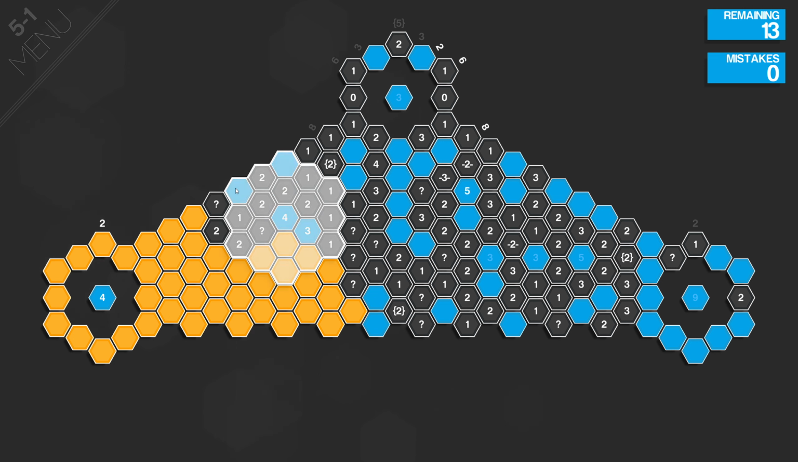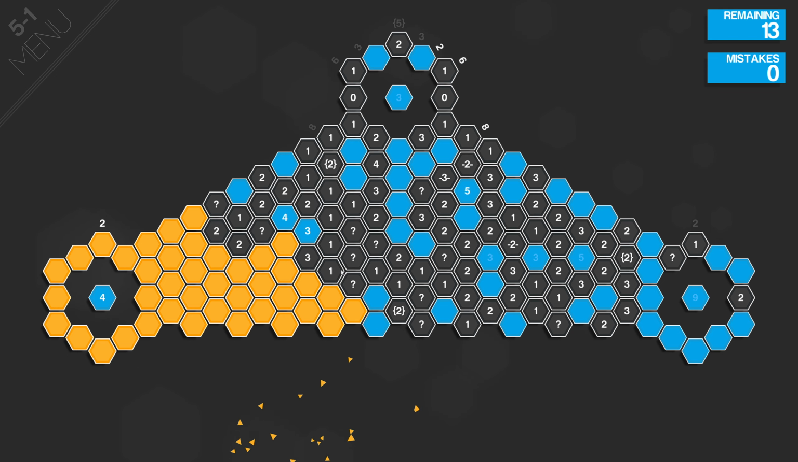This 4 has 1, 2, 3, and one of these. This 3 has 1, 2, and one of these. Probably need to use that in some constructive way. This 4 has 1, 2, 3, and needs one of these for its 4th. This 3 has 1 of these for its 2nd, and one of these for its 3rd. Oh, wait. This one has 1. There you go.